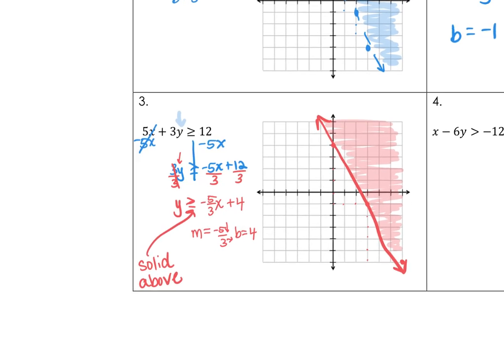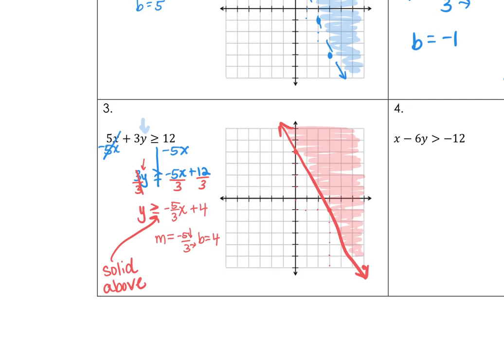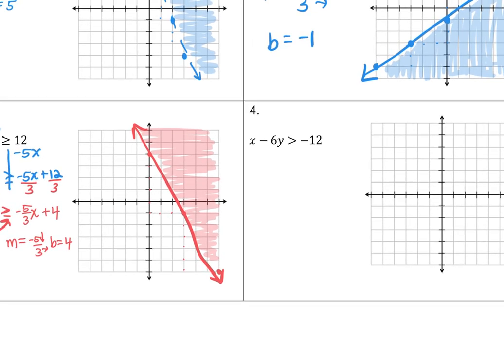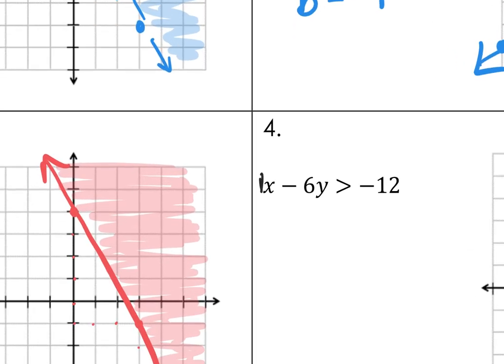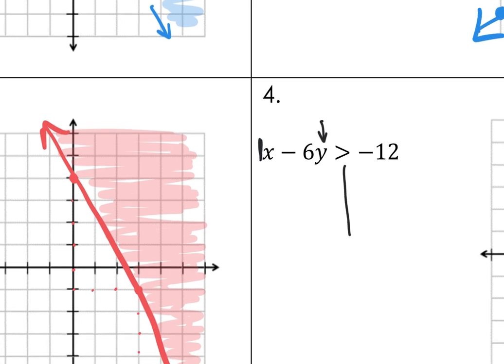All right. We've got one more that we're going to rearrange. Number 4, we've got x minus 6y is greater than negative 12. So remember, if there's not something in front of the variable, it's a 1. Okay? But still, we're rearranging this so that we can get that y by itself.